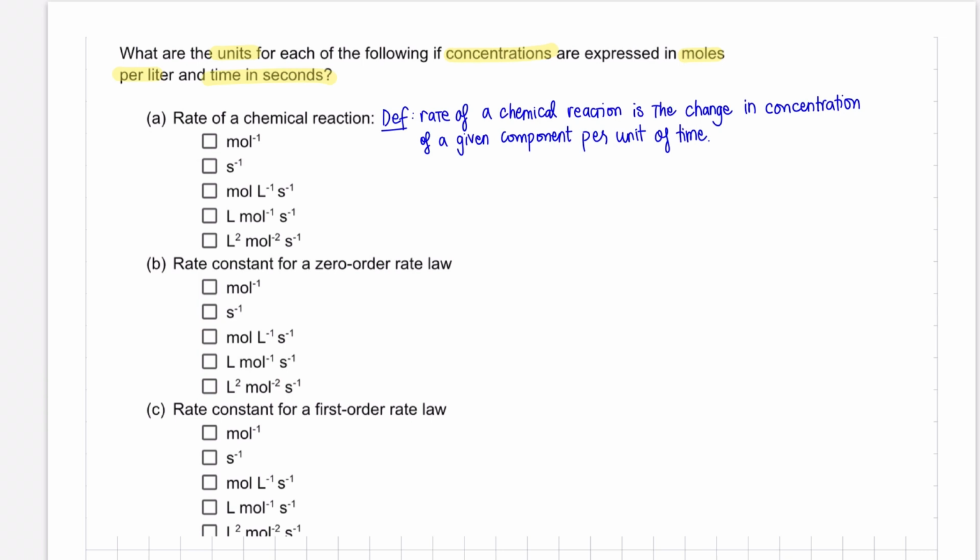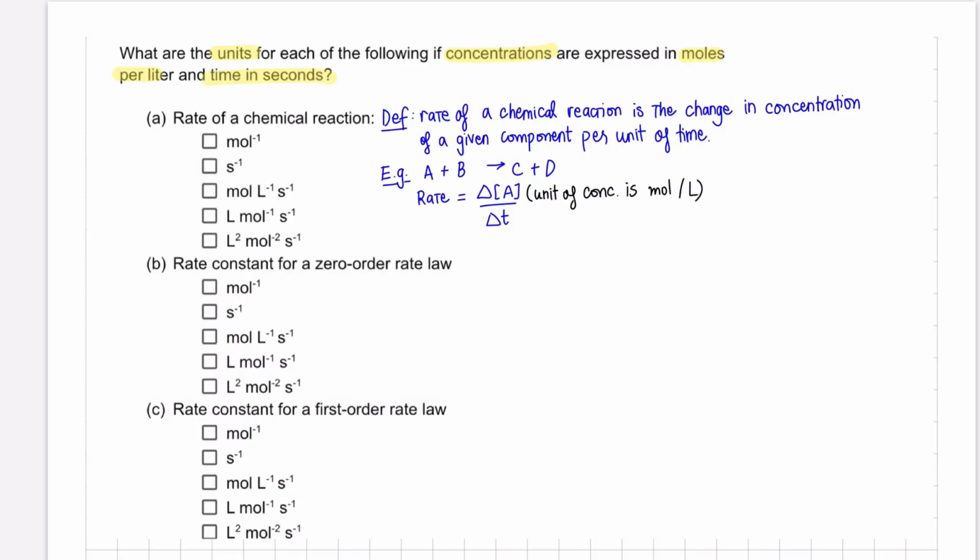The definition says that rate of a chemical reaction is the change in concentration of a given component, typically the reactant in a reaction, per unit of time. So let's illustrate this by an example. Let's say you have A plus B producing C plus D. The rate of this reaction is going to be the change in concentration of A, or delta A, divided by the change in time, or delta T.